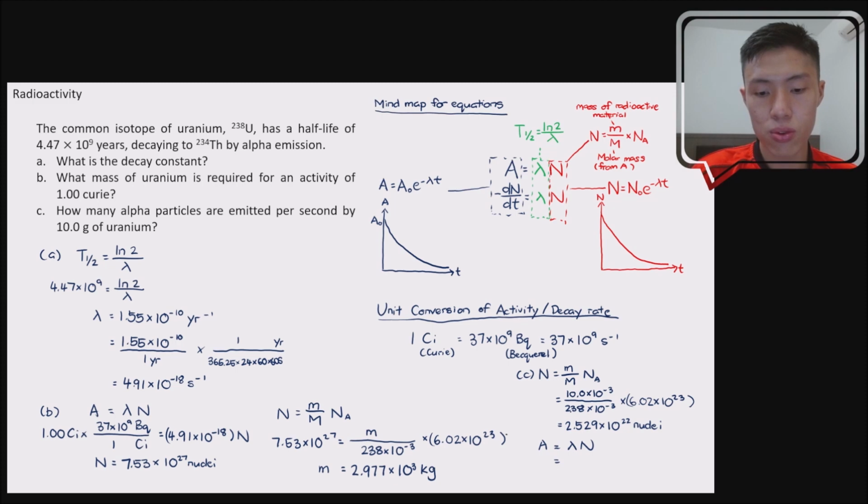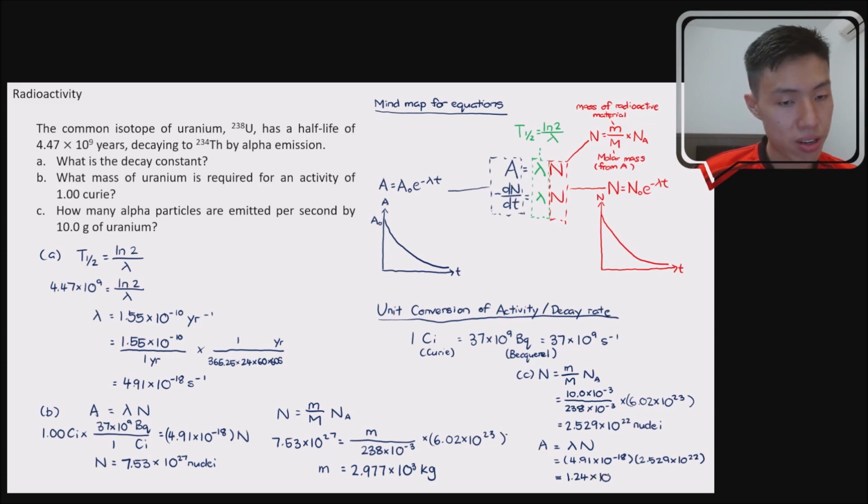So for lambda, we'll use the one in per second, so that our activity will be in per second as well. So in per second, it will be 4.91 times 10 to the power negative 18, multiplied by the number of radioactive nuclei fresh from the oven, 2.529 times 10 to the power 22. Because the unit of lambda is per second, and we multiply it with N, which has no unit, our activity should be in per second as well. Per second activity is equivalent to becquerel, right? So you can write our answer in the unit of becquerel.